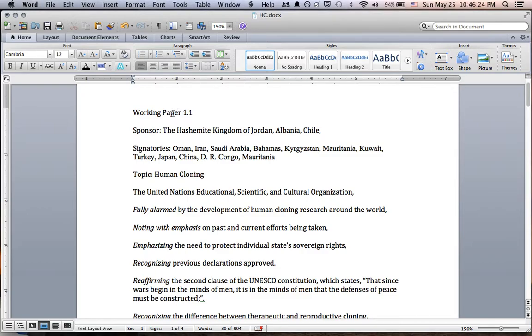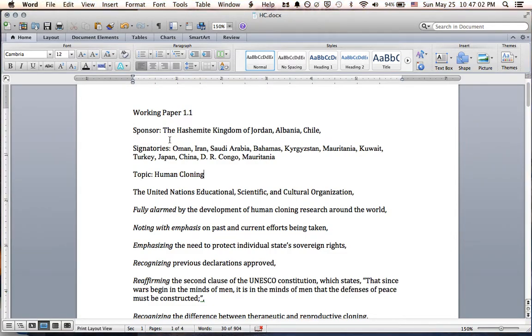As you can see, there is a sponsors list, a signatory list, and preambulatory clauses. Sponsors are the authors of the document. They're the ones that put a majority of the effort into writing the resolution or the working paper as it currently is. Signatories are countries that like what they see in the delegates' proposals, and they simply want to hear debate continue on this particular resolution or working paper.